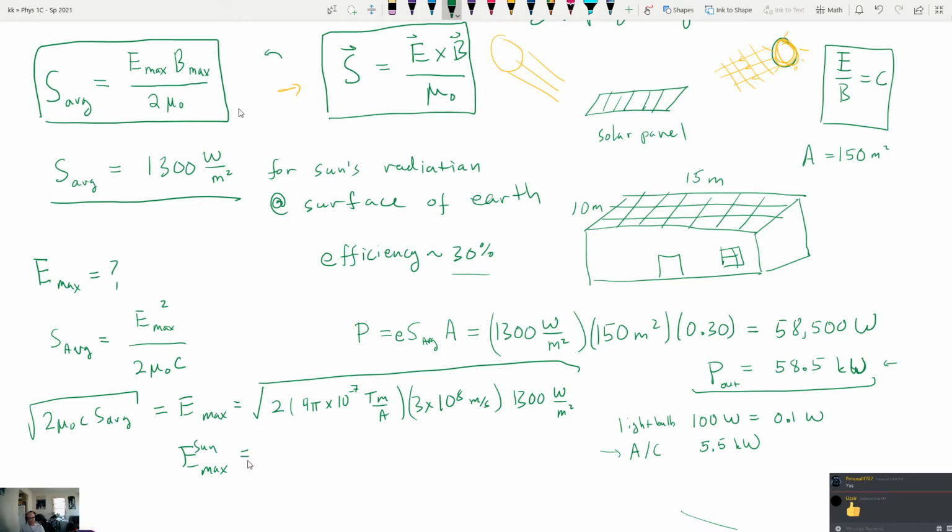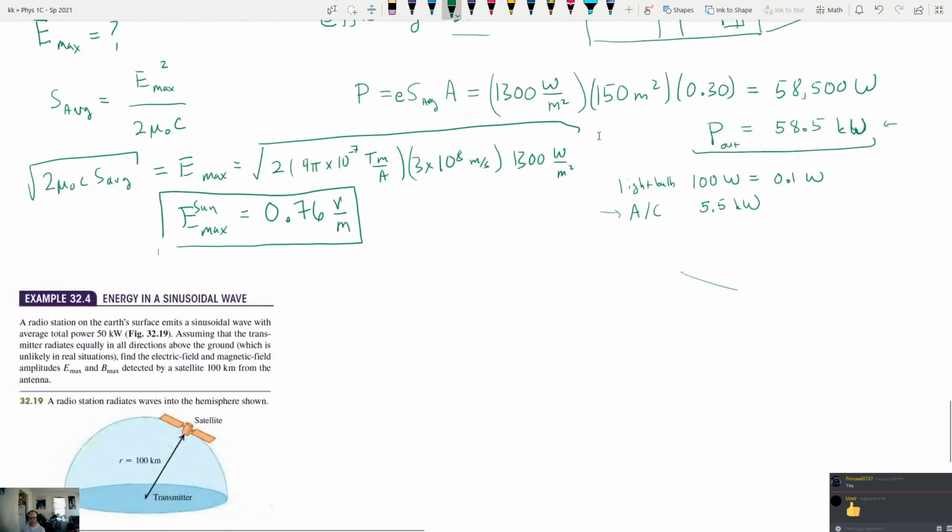That's important to understand because when you're closer to the surface of the sun, this number is obviously going to be bigger, because the value of the Poynting vector is going to be bigger. So I got 0.76 volts per meter. Okay, so let's go on to this problem now. This would be the electric field of the sinusoidal radiation coming from the sun.